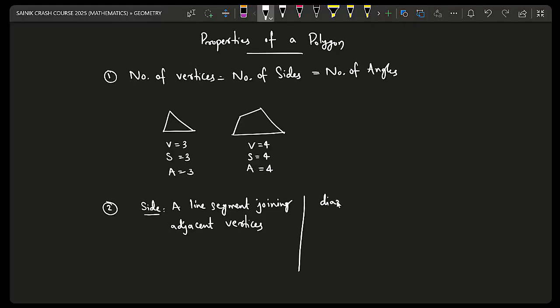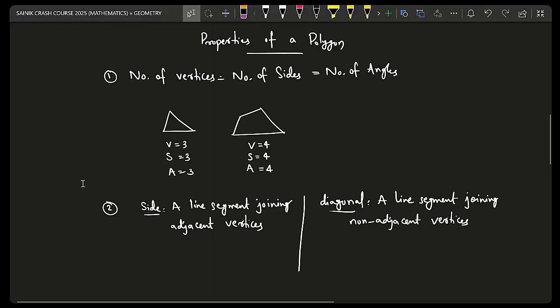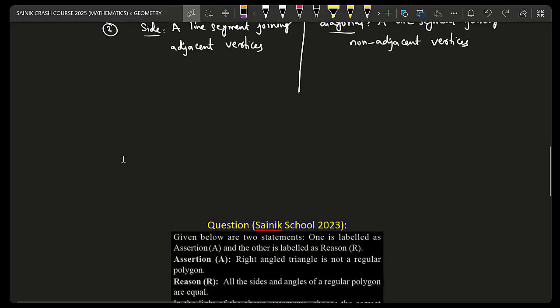Adjacent vertices. And then diagonal. How is it different from the side? Diagonal is defined as a line segment joining non-adjacent vertices. Okay. Now let's take an example of a figure and then discuss this.